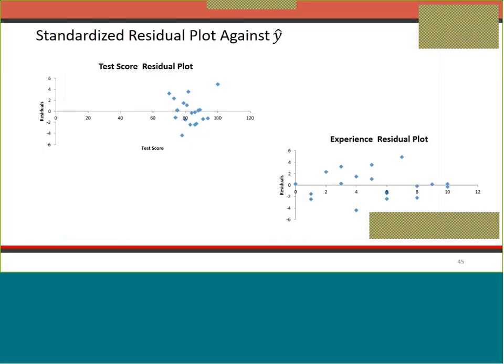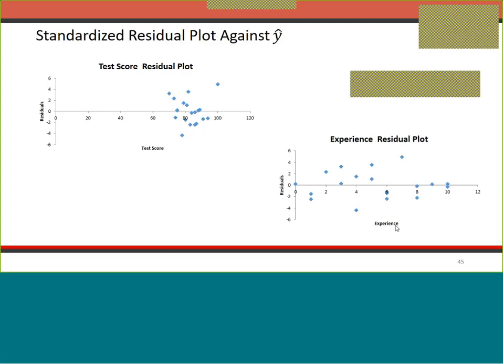After that, if you plot the graphs, I'm only concentrating on the experience and test score residual plots. This is the graph of x against residuals. This is also a graph of test score against residuals. This is the experience and residuals, and this is the test score and residuals.